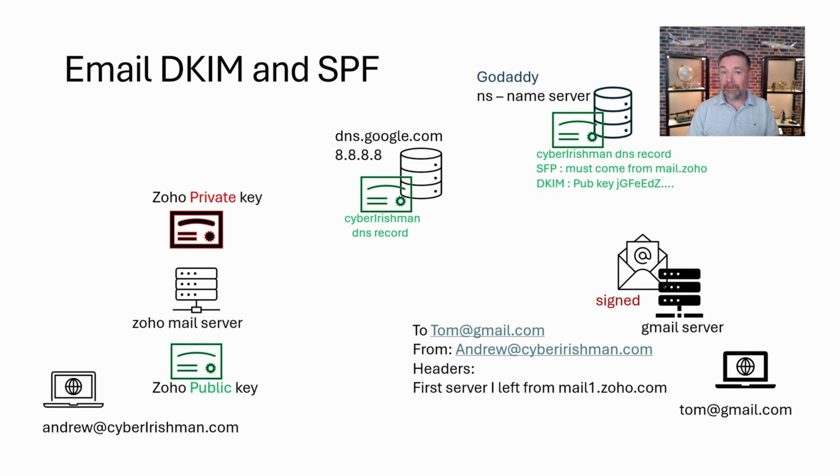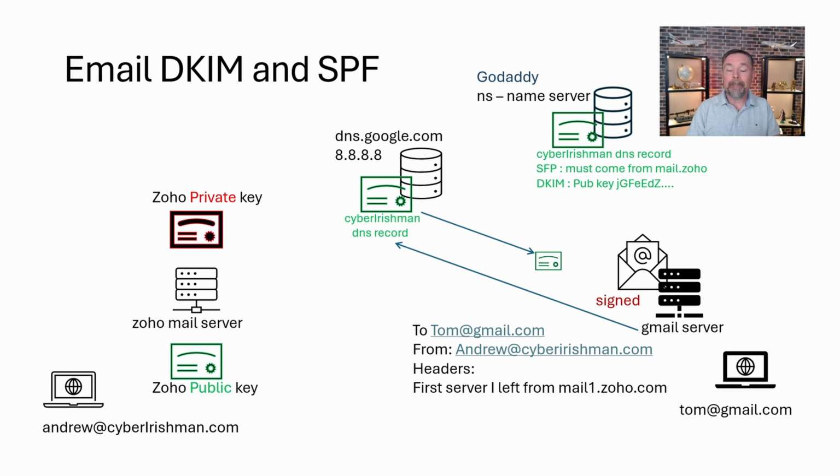So now the receiving server does its spam checks. It goes to any DNS server. It's using dns.google.com and goes ahead and looks at the CyberIrishman records and goes and pulls down the public key for Zoho that's in the DKIM records and pulls down the SPF information as well that says it should come from zoho.com. Pulls it down. I have the public key.